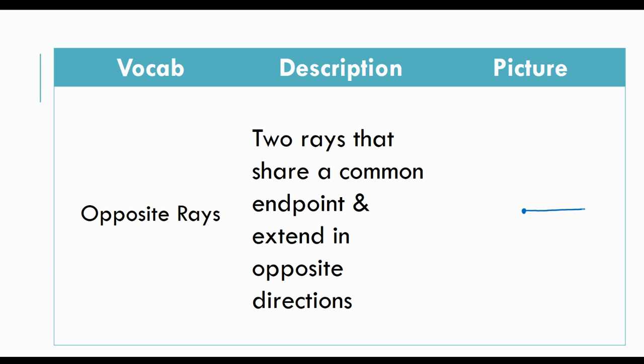So here is a picture of one ray. I'm going to call it ray AB. Notice that A is the endpoint. It's heading towards the right. I have to have two rays that share an endpoint, so I have to use this point A again for the endpoint. But if they're going in opposite directions, then I need this ray, I'm going to call it ray AC, going to the left. So to explain this picture, ray AB and ray AC are opposite rays.